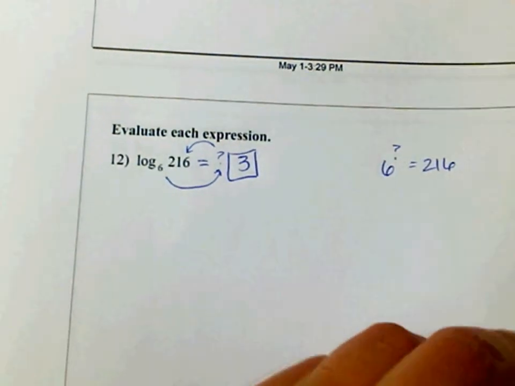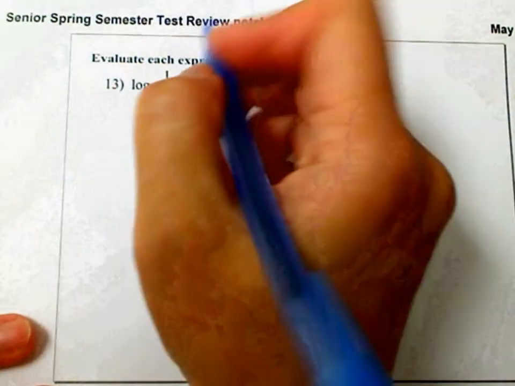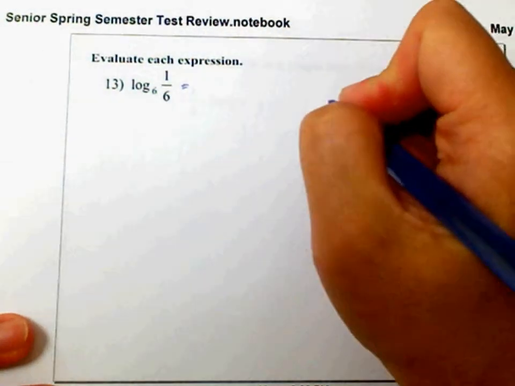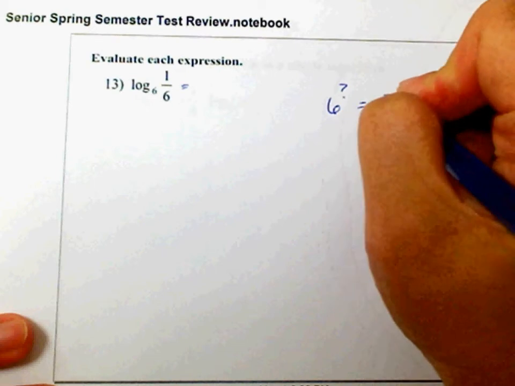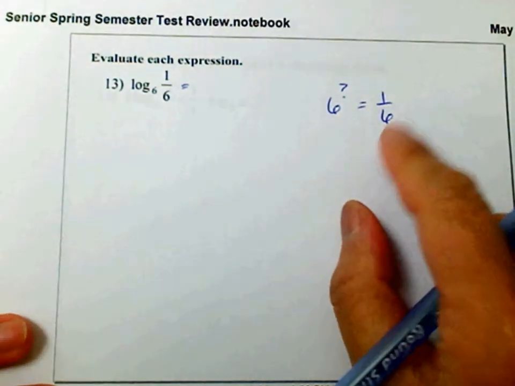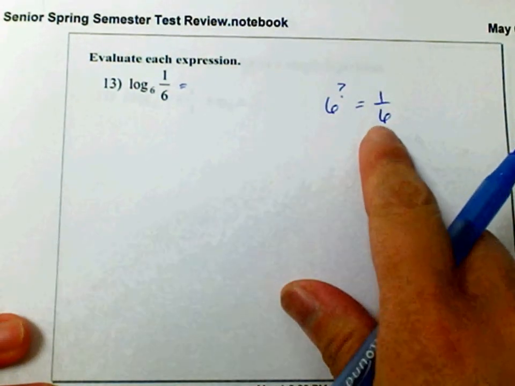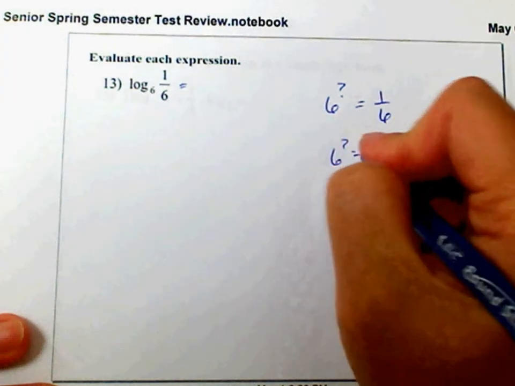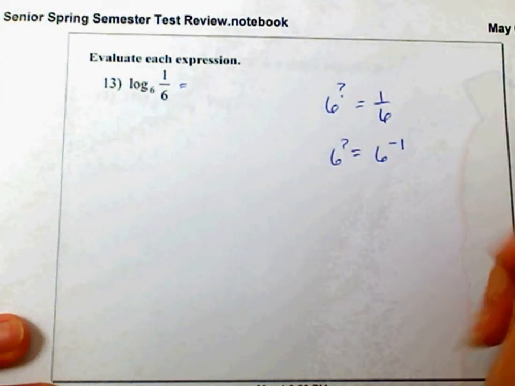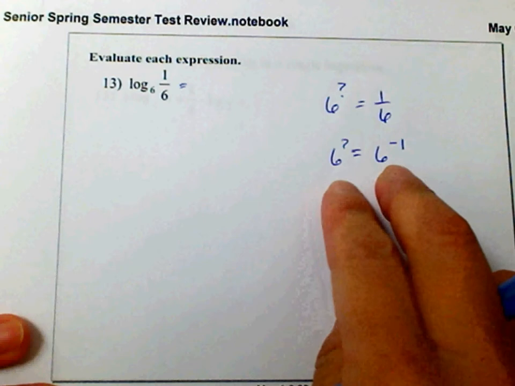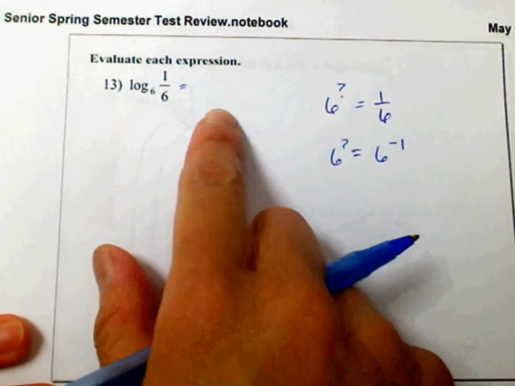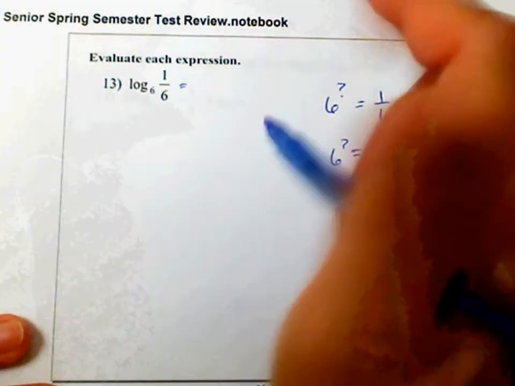Number 13. Now you have a fraction. Same thing. 6 to what power is equal to 1/6? Now, keep this in mind. 1/6 is the same thing as 6 to the negative 1. Notice they have the same base. So 6 to what power is equal to 1/6? Negative 1.